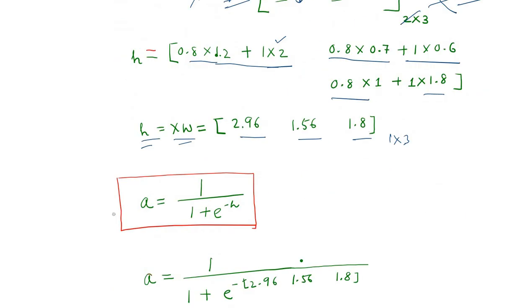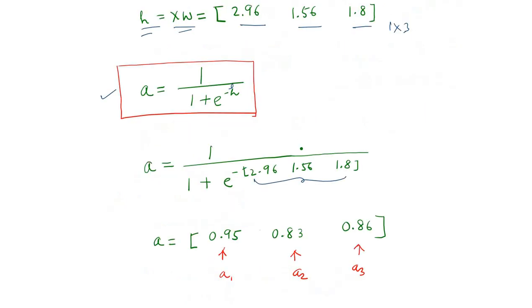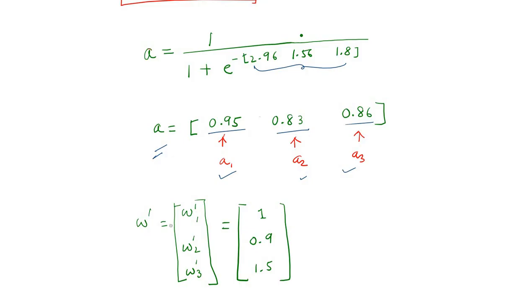Now we pass this to the activation function, which is 1 divided by 1 plus e to the power minus h. We already have a value for h. So finally I got the values 0.95, 0.83, 0.86. We call these values a1, a2, a3. And we also have w dash values, which are given as 1, 0.9, 1.5.